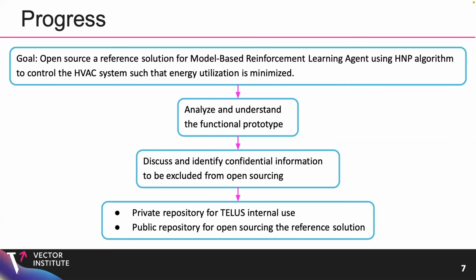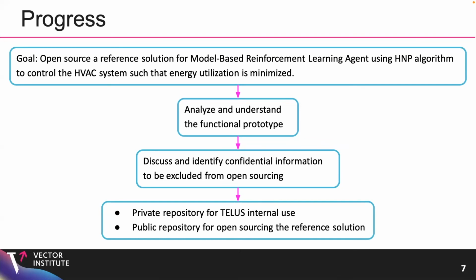We then had several meetings with stakeholders from TELUS to discuss our understanding of the prototype, as well as some issues we noticed during our exploration. The prototype used a simulated environment of a small room data center in TELUS for training and testing the reinforcement learning agent, which contained confidential information from TELUS. In these meetings, we identified the data that cannot be open sourced and came to a conclusion that we should create 2 repositories as the project deliverables.